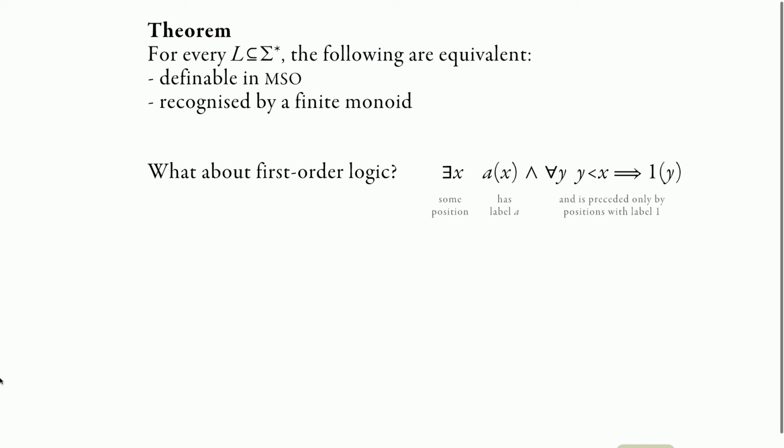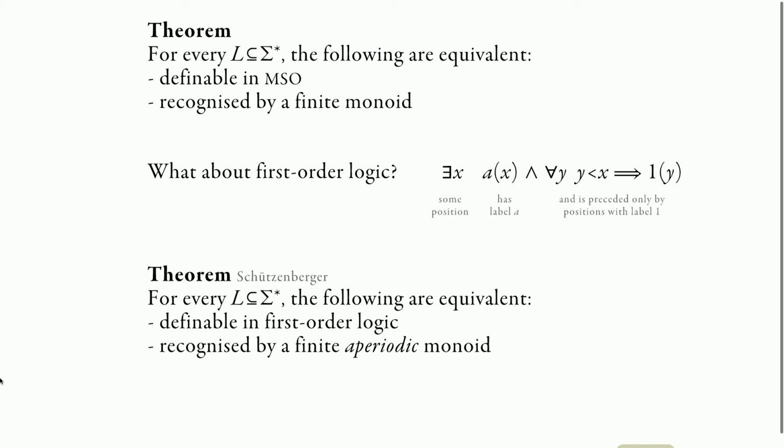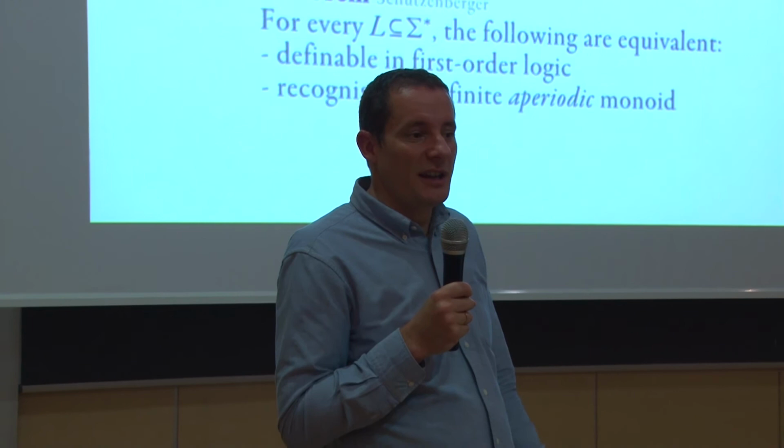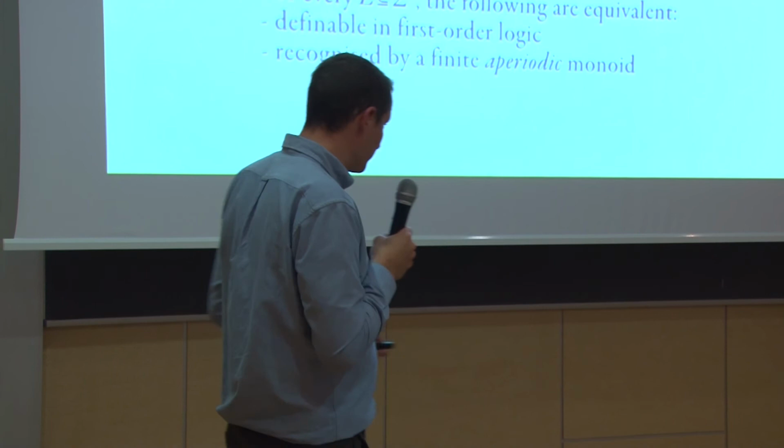And there's a beautiful theorem, I think my favorite theorem, of Schützenberger, which says that definable in first-order logic with the order relation is the same thing as being recognized by a finite aperiodic monoid, which means a monoid which does not contain a group in the natural sense. And this is just stunning. I mean, you have two completely different notions, and they coincide.